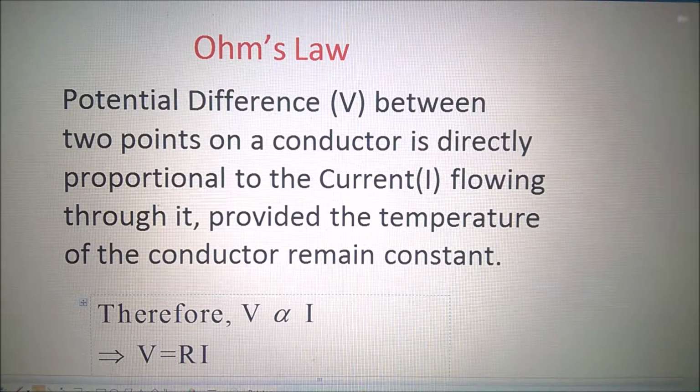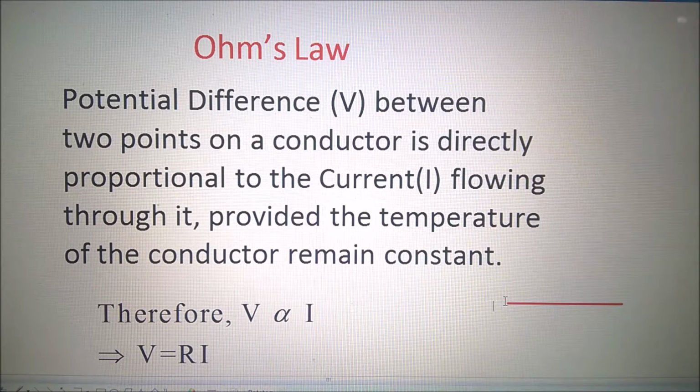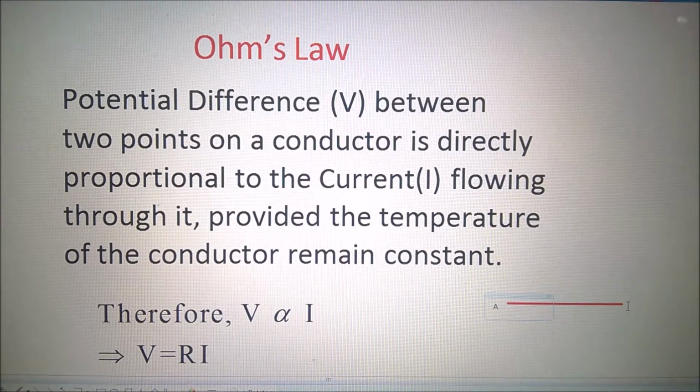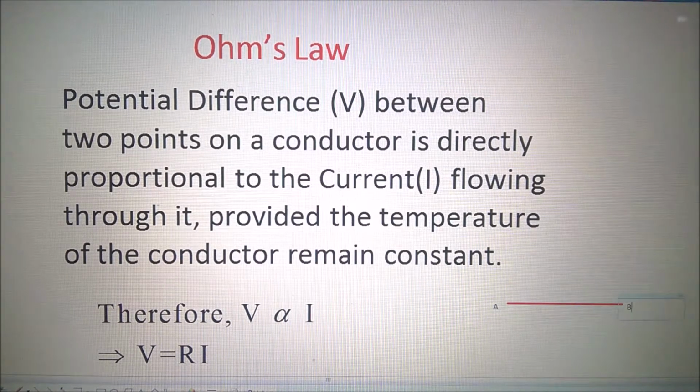Now let us suppose that this is a conductor and one endpoint of this conductor is A, another is B. Now let us suppose the potential of A is greater than B. Then the direction of the current, as I indicated, will be from A to B.